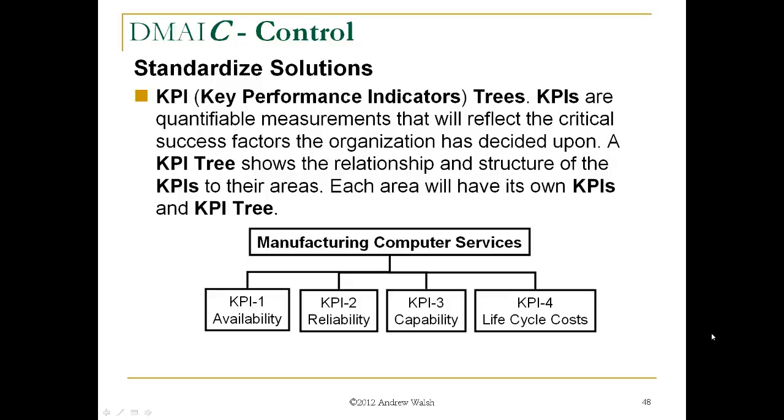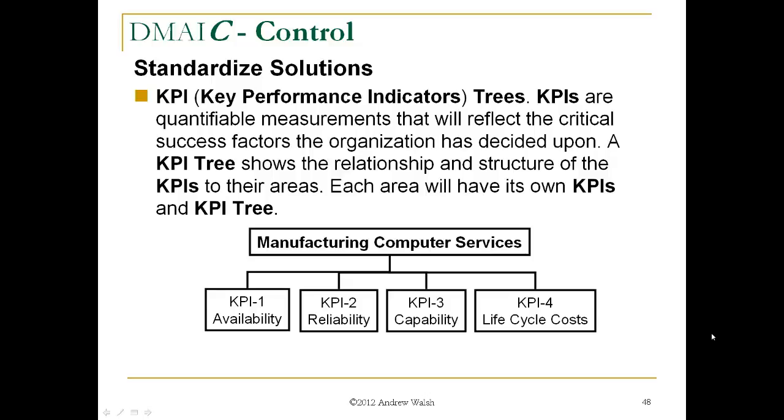Now, key performance indicator trees. KPIs are quantifiable measurements that will reflect the critical success factors the organization has decided upon. A KPI tree shows the relationship and structure of the KPIs to their areas. Each area will have its own KPIs and KPI tree, and there may be several of these depending on what's going on in your operation.